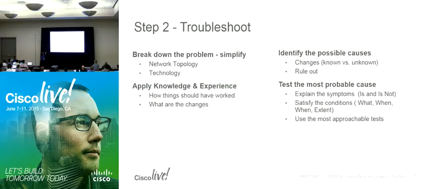So we want to simplify according to topology. So network diagram, that's always a big help, right? You have the diagram, it's visual. And technology, is it routing? Is it security? Is it voice? Is it actually forwarding? Just basically traffic forwarding.